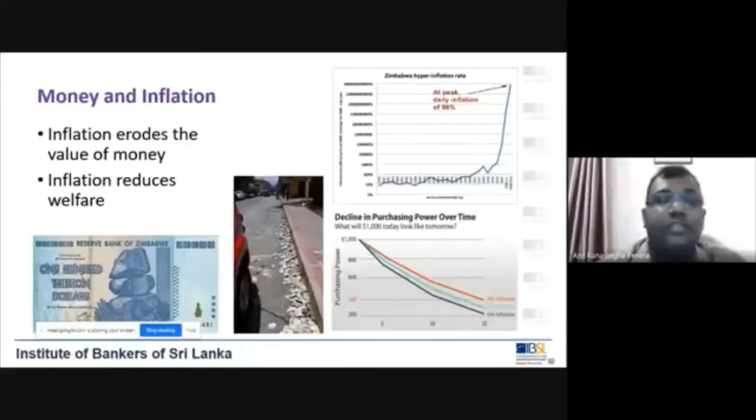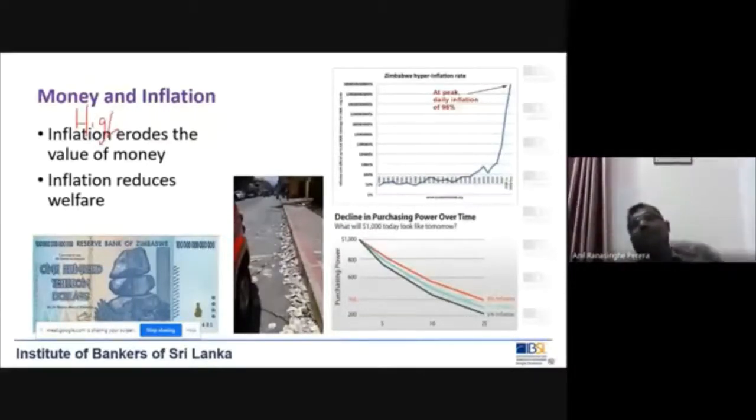But inflation, especially high inflation, erodes the value of money. Now, money has a certain value, no? So you can buy certain goods and services out of that. You call it purchasing power. So that purchasing power is changing, or it will change, due to the changes in inflation.